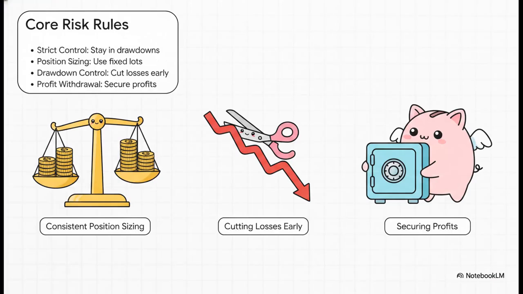To actually maintain that ratio, you have to follow these core rules systematically. Strict risk control means you know your prop firm's drawdown limits inside and out, and you stay well beneath them. Consistent position sizing is what prevents you from over-leveraging and blowing your whole account on one bad Tuesday. Then there's drawdown control. Cut your losses early, and absolutely no revenge trading. If you take a hit, walk away. Don't try to win it back in one massive swing.